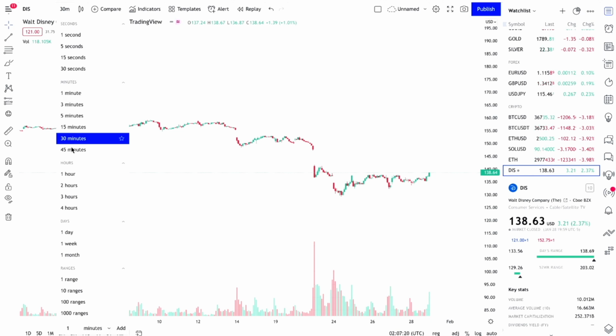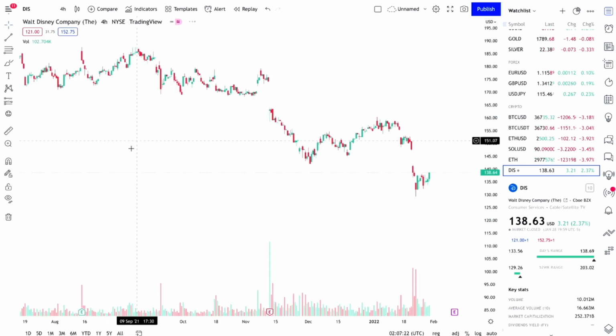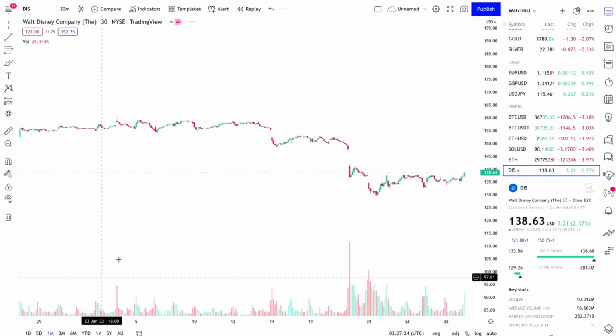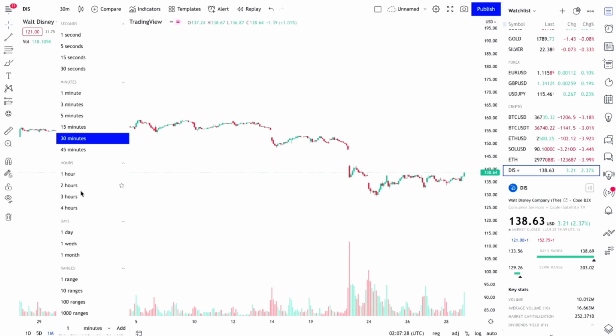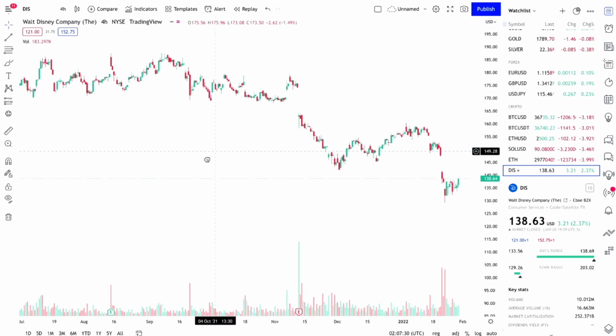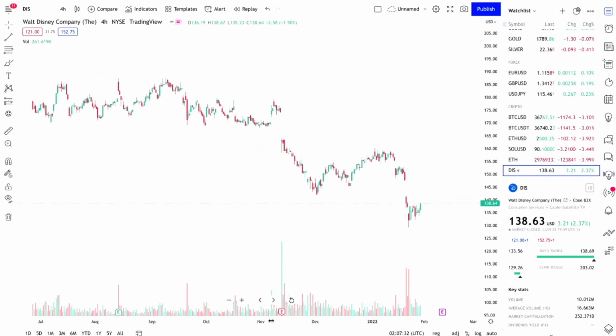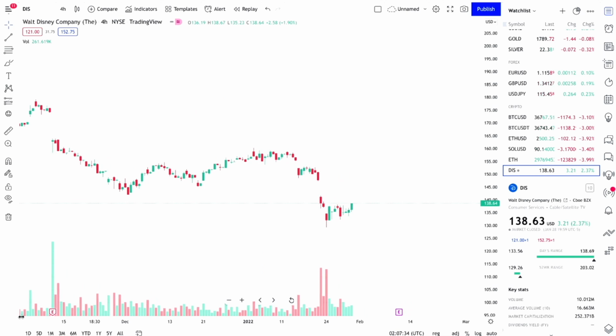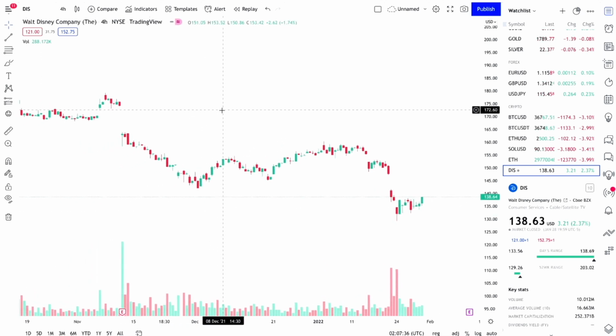So let's go back up here and change that to 4 hours. It's going to flip us back and forth, but if we stick to 4 hours, we have the ability to choose the time frame here as well. Just grab it and roll it.